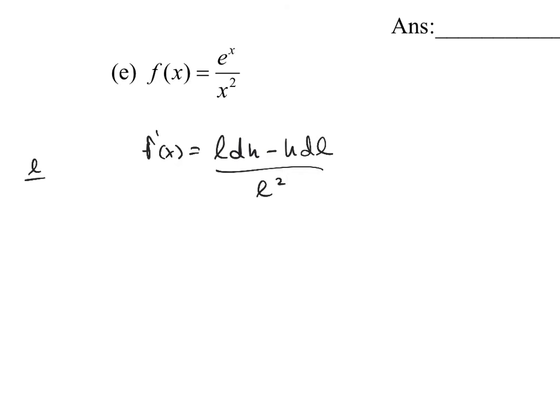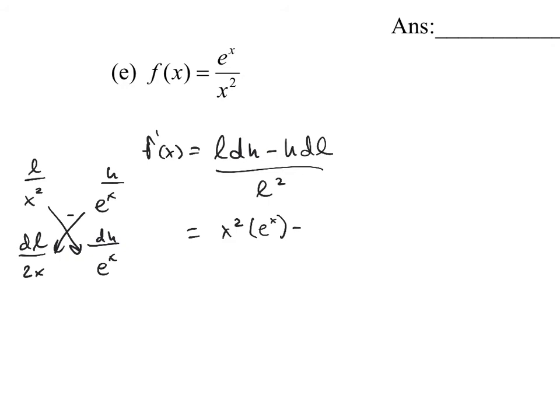Remember here, the low function is x squared, so the derivative of the low function would simply be 2x. The high function here is e to the x, so the derivative of the high function would be, well, the derivative of e to the x is e to the x. And you always do low d high minus high d low over what's below squared. So in this case, it would be x squared times the derivative, that's the low, times the derivative of the high, which is e to the x, minus the high, which is e to the x, times the derivative of low, which is 2x, all over the low function squared, so that's x squared quantity squared.